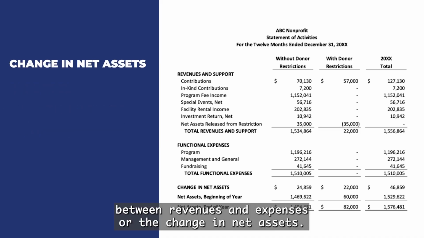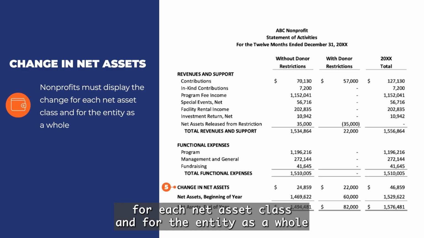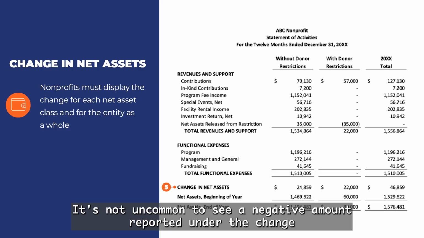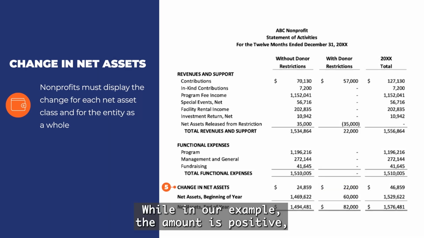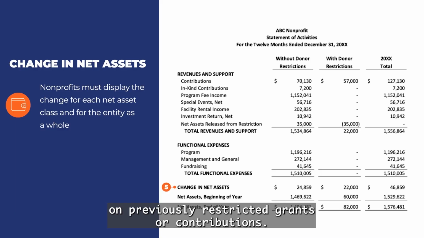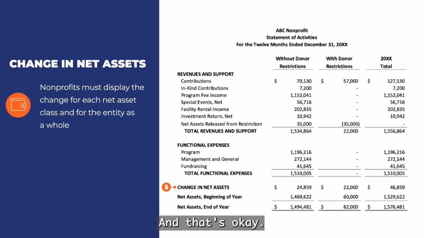Finally, we have the difference between revenues and expenses, or the change in net assets. Remember that under GAAP, we must display the change for each net asset class and for the entity as a whole. Because of the impact of multi-year grants, it's not uncommon to see a negative amount reported under the change in net assets with donor restrictions column. While in our example, the amount is positive, if this nonprofit had made significant spending on previously restricted grants or contributions, the releases for the year might be greater than incoming contributions, and that's okay.